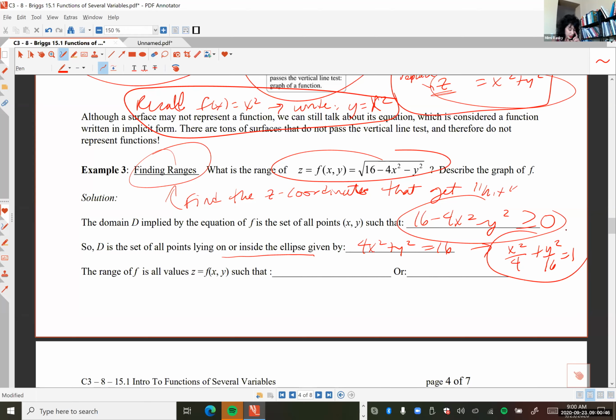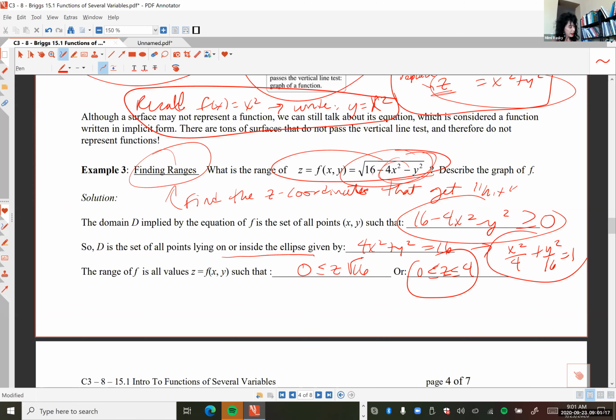Now the range is going to be the highest that the z gets and the lowest that it gets. And because this is a square root function, the lowest value a square root can hit is the square root of 0, which is 0. And the highest it can get, since you're taking 16 and subtracting positive numbers from it, is the square root of 16. Basically, your range looks like all values z that lie between 0 and 4, inclusive.